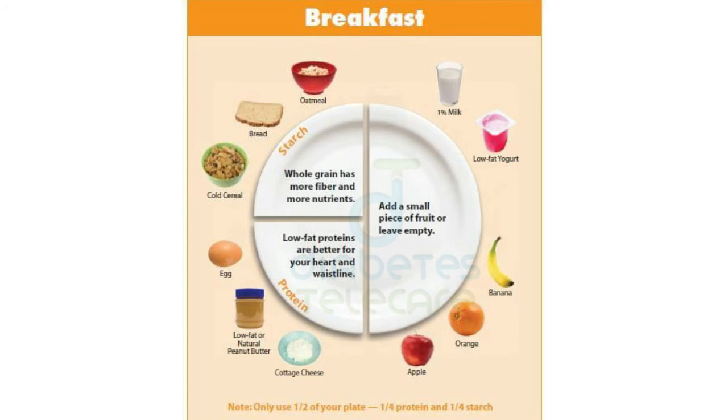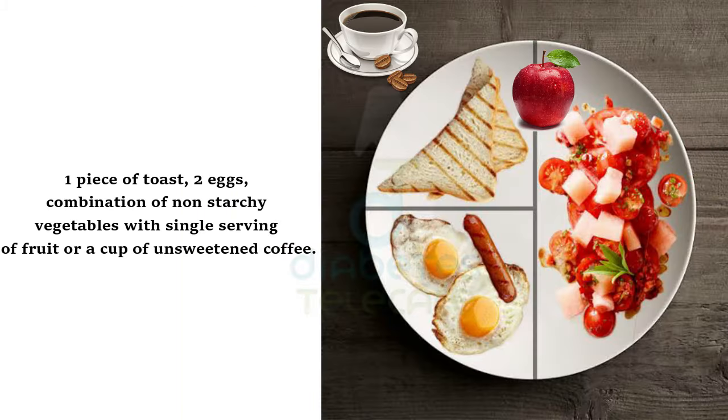In the starch or carb portion, choose either bread or oatmeal; steel cut or rolled oat is ideal. In the protein portion, low-fat proteins like egg, peanut butter or cottage cheese. Fill the rest of the plate with non-starchy vegetables, or add a single serving of fruit or a cup of milk or unsweetened coffee. 1 piece of toast, 2 eggs, a combination of non-starchy vegetables with a single serving of fruit or a cup of unsweetened coffee.